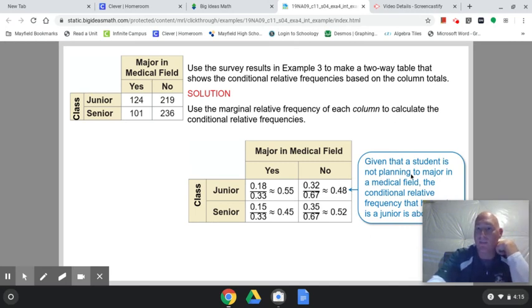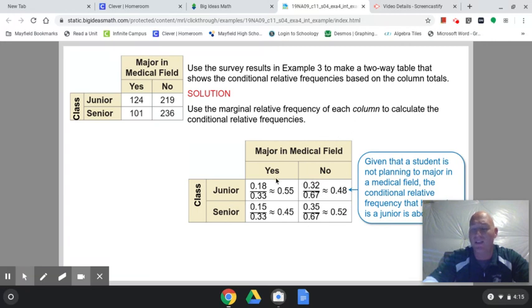Given that a student is not planning to major in the medical field, the conditional relative frequency of that person is, so I guess the easiest way to explain this is, after you have your yes and no's, then we can go back and break it down. How likely is someone that said yes to be a junior? How likely is someone that said no to be a junior? I hope that makes a little more sense on this. So now we're breaking down the data inside our data set. So if I was just looking at the yeses, if I knew someone said yes, what is the likelihood that they were a junior? 55%. What is the likelihood that they said no in a junior?